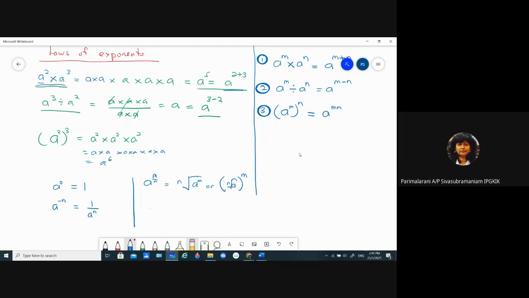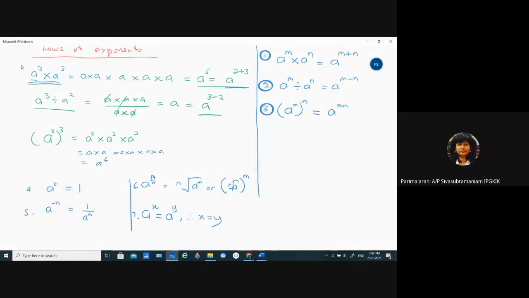And if it's given that a to the power of x is equal to a to the power of y, then x is equal to y. Okay, so we have 1, 2, 3, 4, 5, 6, 7 laws of exponents that we can use to solve any problem concerning exponents. Okay, now let's go and do some examples.